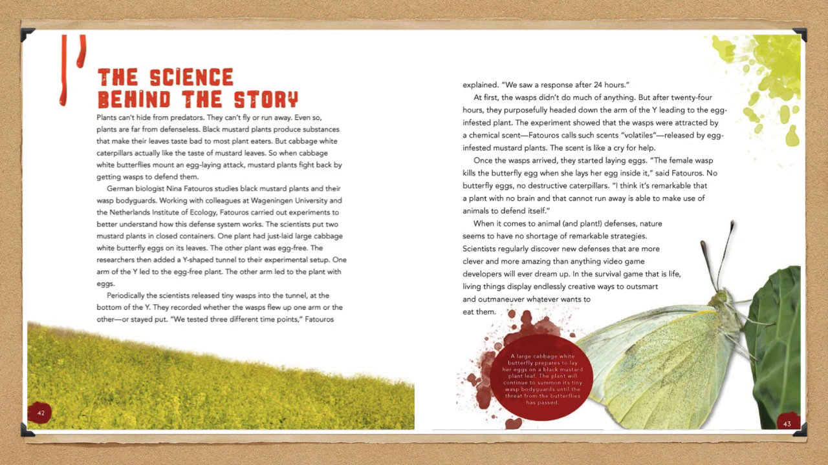Plants can't hide from predators. They can't fly or run away. Even so, plants are far from defenseless. Black mustard plants produce substances that make their leaves taste bad to most plant eaters. But cabbage white caterpillars actually like the taste of mustard seeds. So, when cabbage white butterflies mount egg-laying attacks, mustard plants fight back by getting wasps to defend them.